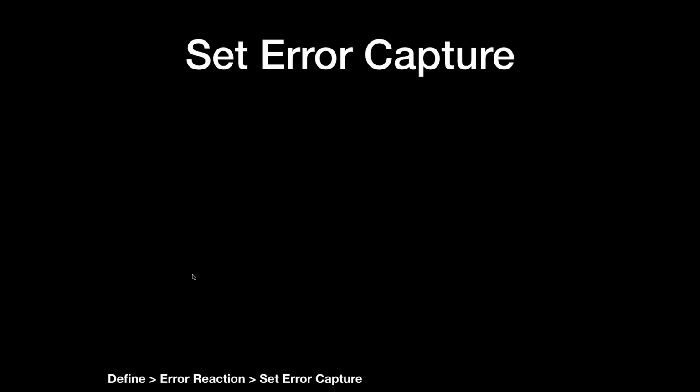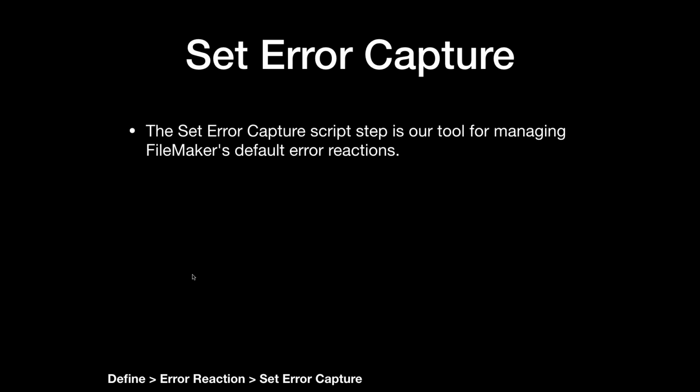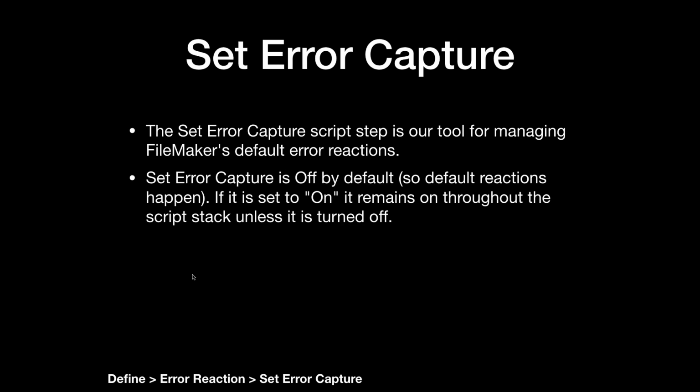And you use Set Error Capture to decide how to do that. So that's the tool for managing FileMaker's default reactions, such as those dialogs. It's off by default, so default reactions will just happen. If you set it to on, it remains on throughout the script stack unless it's changed. In a script stack, I mean you run one script at the start from, say, a button, and then every subscript called from that or any triggered script will maintain the Set Error Capture state that you set unless you change it in that script. So it's really a stack level scope.